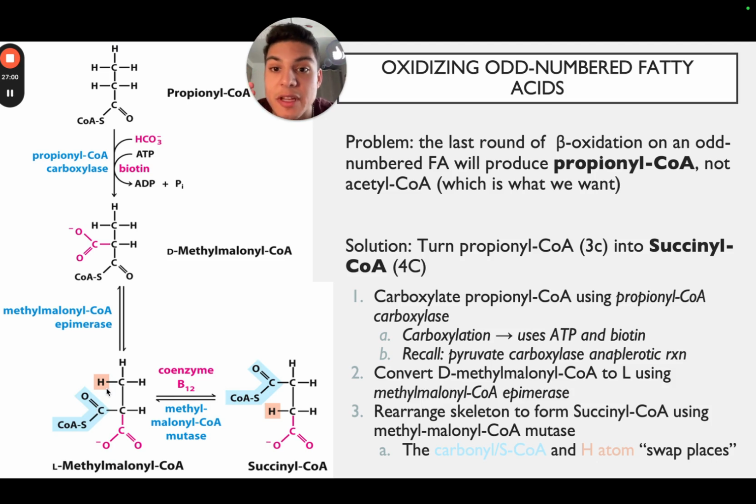And then from there, we can do the conversion using this methylmalonyl-CoA mutase. And it does use coenzyme B12. This is something that you do have to memorize, that it uses this coenzyme, because they could ask, like, what if you have a vitamin B12 deficiency?